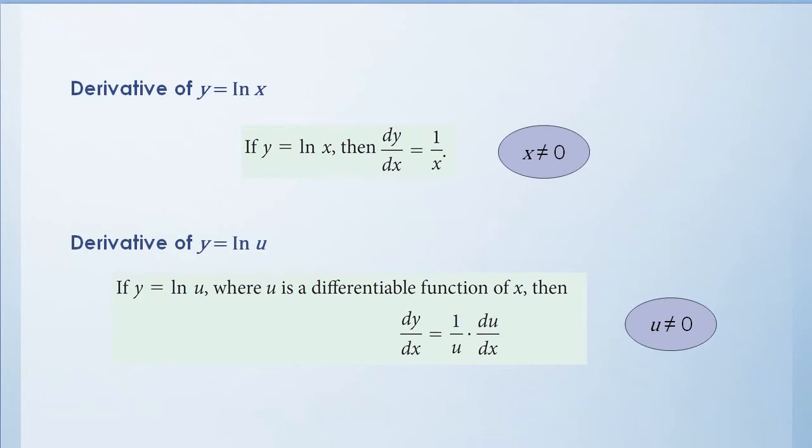Okay, if y equal to ln x, then differentiate y or dy/dx, we will get 1 over x, where x cannot be 0. The reason why x cannot be 0 is 1 divided by 0 will give a math error. You can try it using your calculator. Just press 1 divided by 0, you can see a math error appear. And next, if y equal to ln u, where u is a differentiable function, then dy/dx equals 1 divided by u multiplied by du/dx.